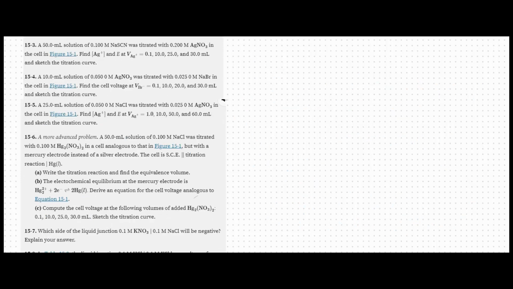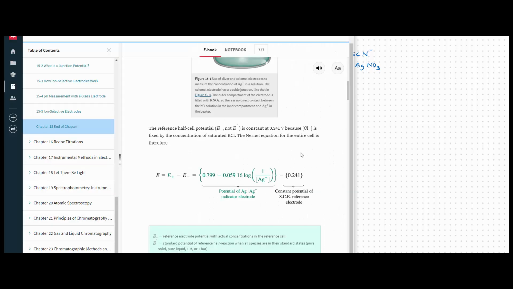3, 4, and 5 are basically permutations of the same question. So I'm going to go over number 3. So if we have a 50 milliliter solution of 0.100 molar sodium thiocyanate, but it's the thiocyanate that's important, was titrated with 0.200 molar silver nitrate in a cell in 15.1. Well, let's find 15.1 so we can see it.